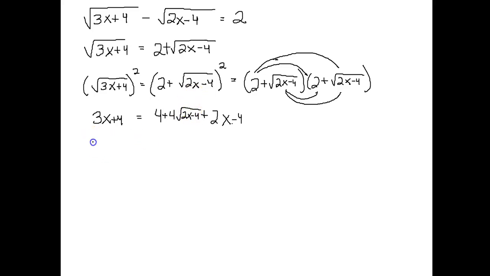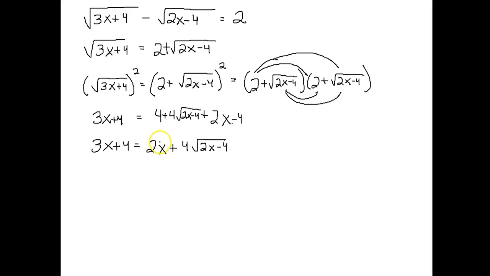So you're going to find that you're still stuck with the square root right now. Let's see, 4 and minus 4 will be 0. So you have 2x plus the 4 square roots of 2x minus 4. So this is where repeating steps 1 and 2 comes in, because you haven't fully eliminated your square roots yet. And that's okay. You haven't done anything wrong. It's just the way it works when you have more than one root to begin with.